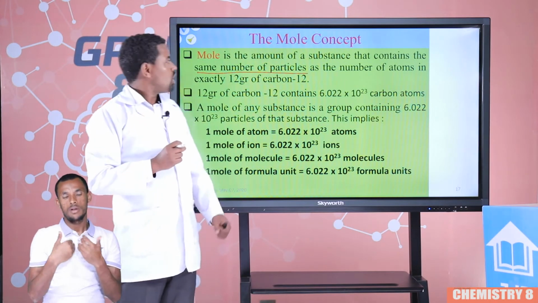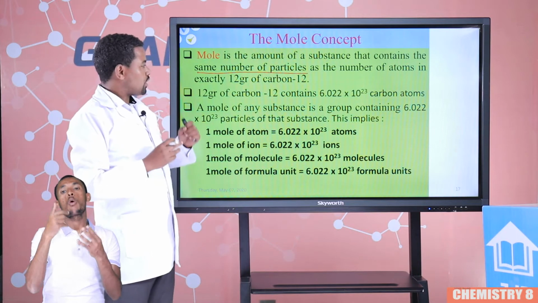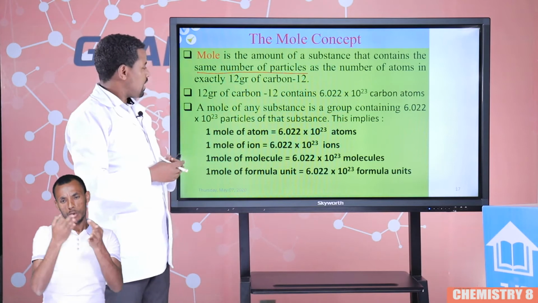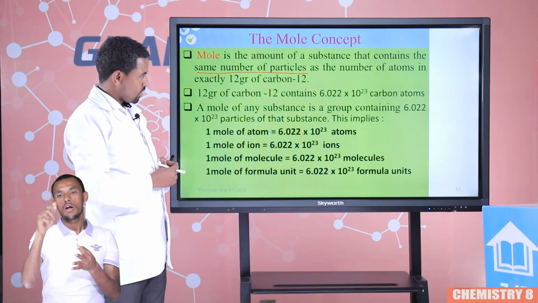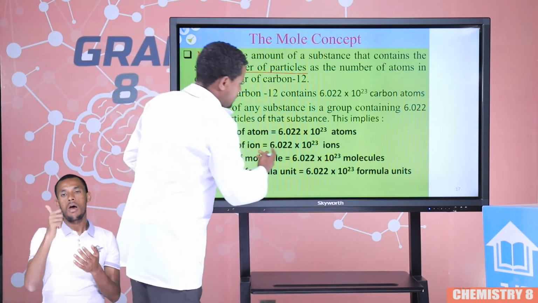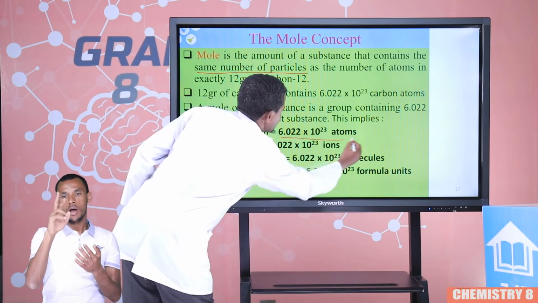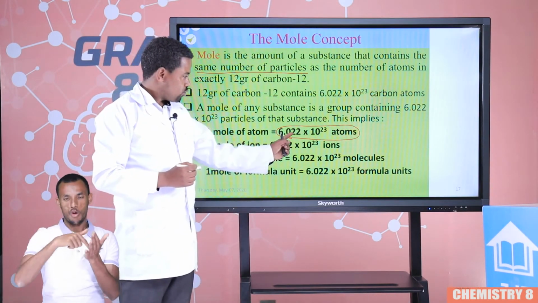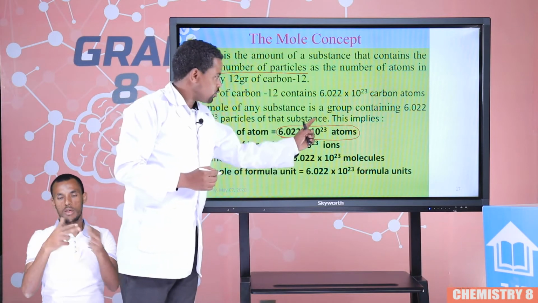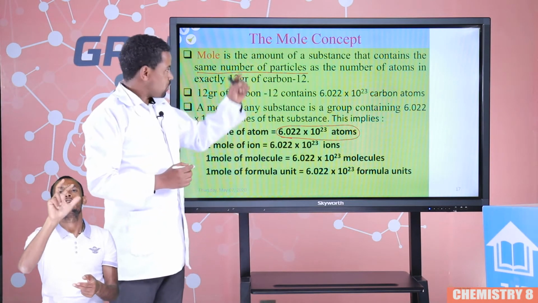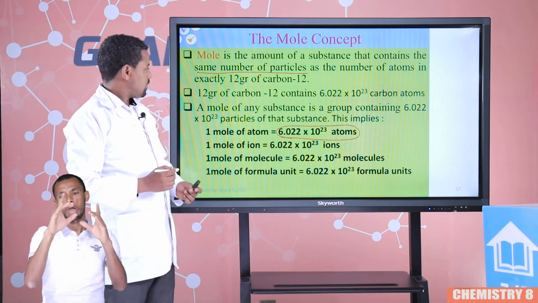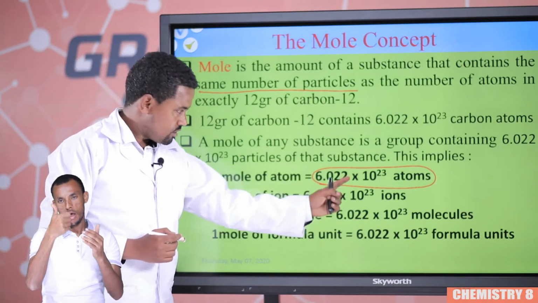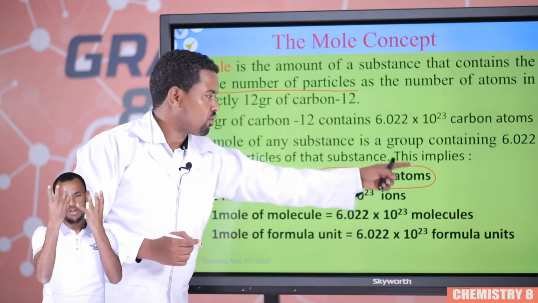Like this, when we say mole, it contains the same number of particles, which is expressed by the Avogadro number. The person who determined this number is called Amedeo Avogadro, and it is 6.022 times 10 to the power of 23 atoms, or particles in general. So 1 mole of atoms gives us this Avogadro number of atoms.